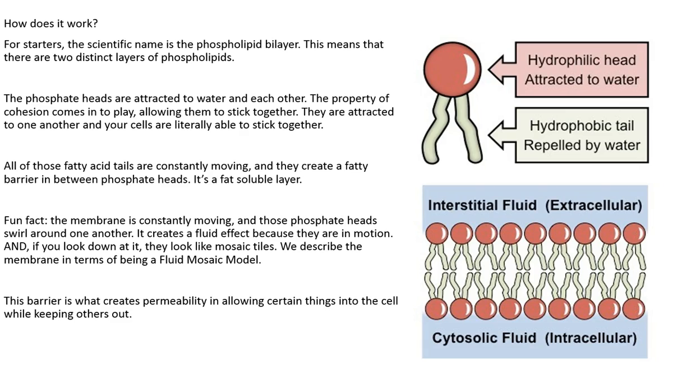So those phosphate heads, if I were to look down at the membrane, they swirl around one another, which is a very cool Harry Potter effect. And because it's constantly in motion, we describe it as a fluid effect. So if I'm looking down at these balls, they kind of look like mosaic tiles, but because they are in motion, we describe them as being fluid. So when people talk about the plasma membrane, they describe it in terms of a model called the fluid mosaic model. At any rate, this membrane is a barrier that creates permeability, allowing certain things to come in while keeping others out.